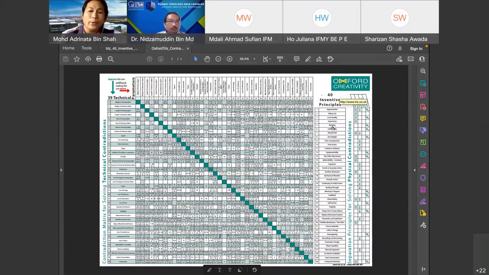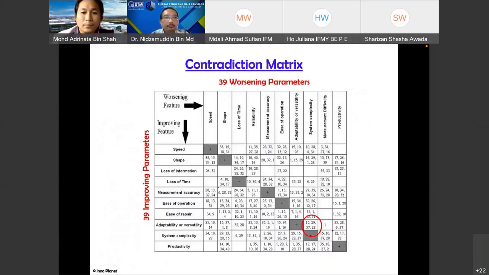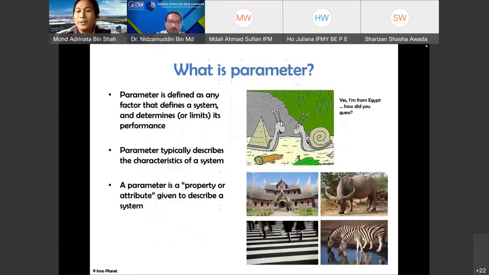You have known that there are 39 parameters, and we need to look at the 40 inventive principles. But before that, I will show the 39 parameters. This is the same thing that I showed you previously, with the improvement of strength and worsening of weight. So this is the parameter. How do you know the parameter? Is it about strength? Is it about speed? Is it about productivity? So those are the parameters.